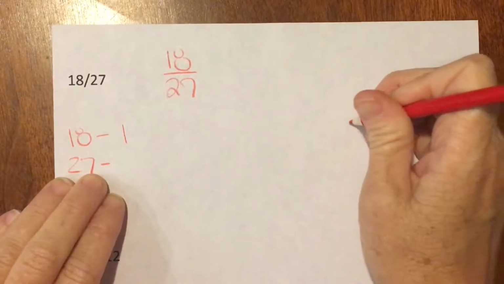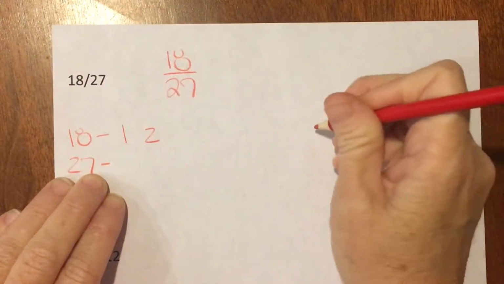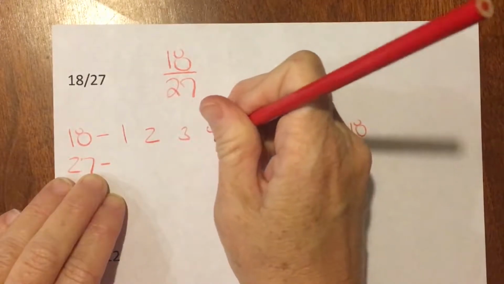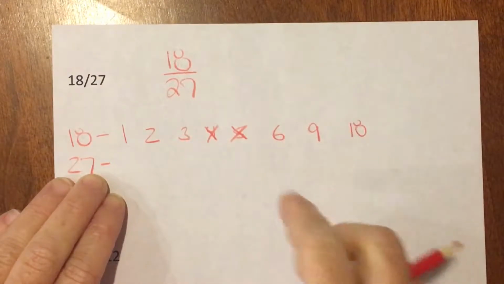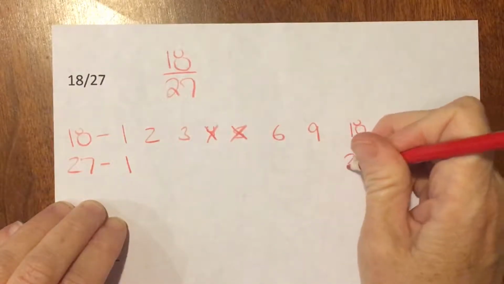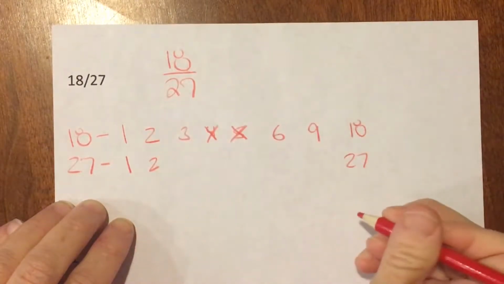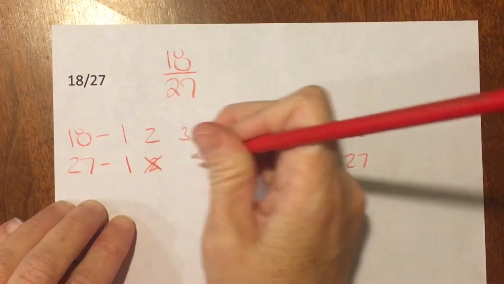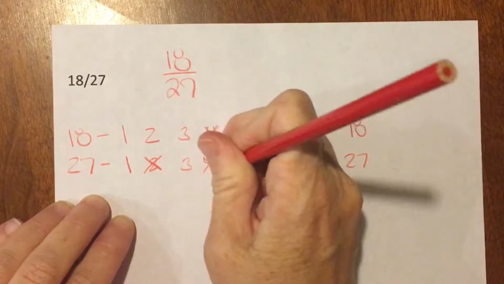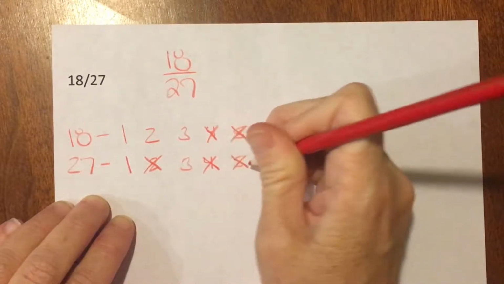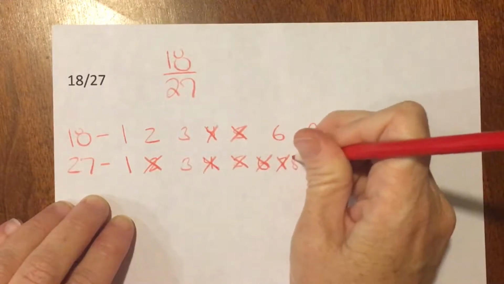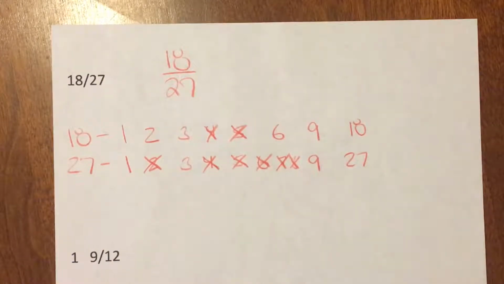So 1 times 18, 2 times 9, 3 times 6, 4 doesn't work, 5 doesn't work, and 6 is a repeat. So I'm going to stop. Okay, 1 times 27, 2 doesn't work, 3 times 9, 4 doesn't work, 5 doesn't work, 6 doesn't work, 7 doesn't work, and 8 doesn't work, and then 9 would be a repeat.